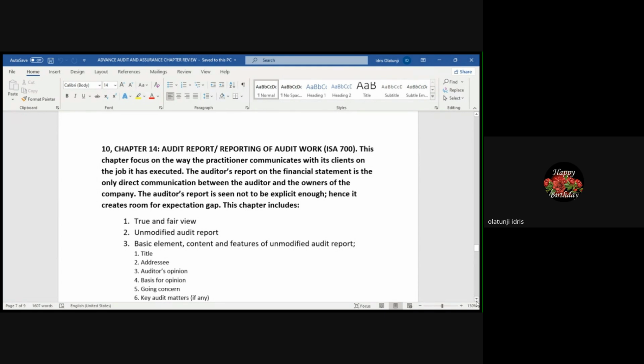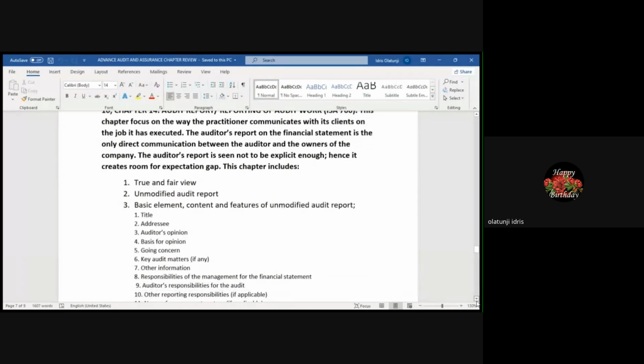Now, this chapter also talks about the elements or the basic contents or features of an unmodified audit report. So, unmodified audit report is the same thing as unqualified audit report. That is, any report that does not have any material misstatement, or where the auditor did not report that the account has any material misstatement. That is what we call unmodified audit report or unqualified audit report. So these are the basic contents of unmodified audit report.